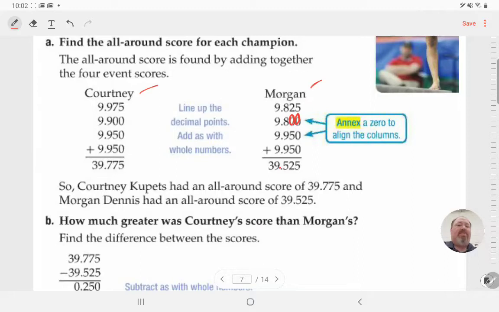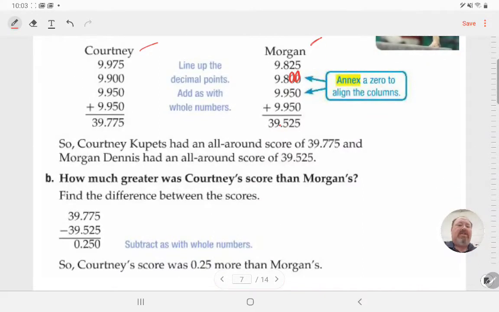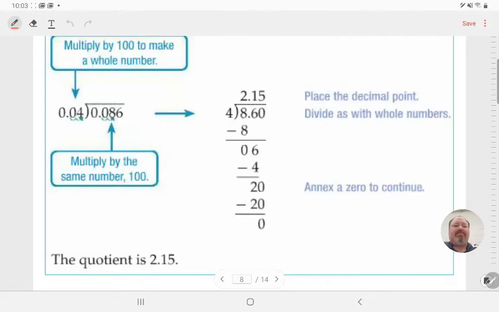Then it asks you how much greater was Courtney's score than Morgan's. So we're subtracting the two. Again, you have to keep your rows straight where they belong, and so the decimal goes straight down, and that would show you where your decimal goes. So in this case, Courtney's score was 0.25 more than Morgan's, okay? So that's how you add or subtract with decimals.